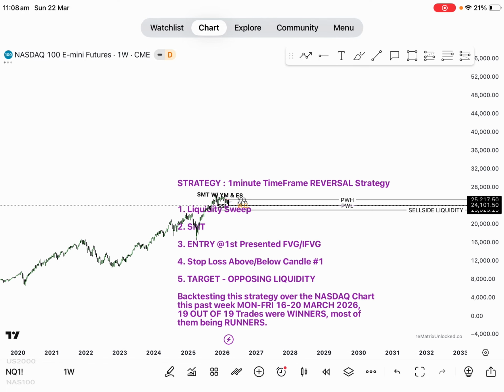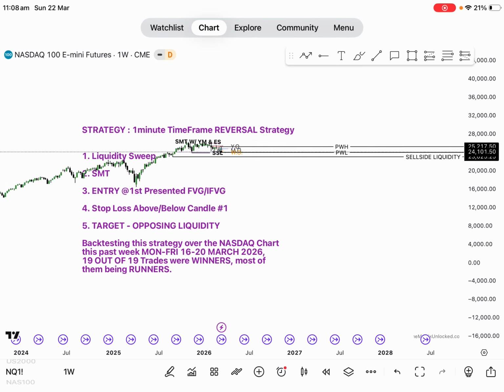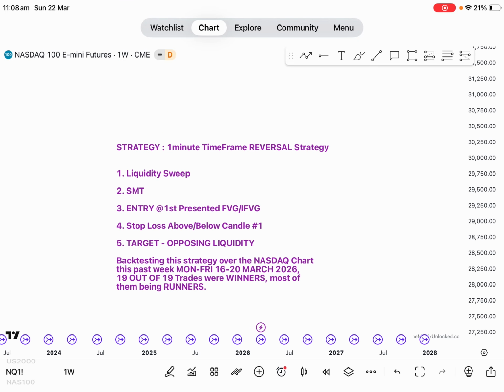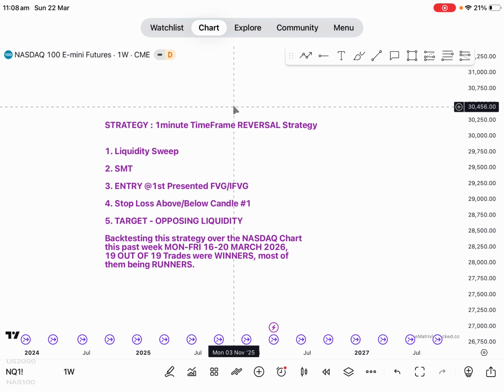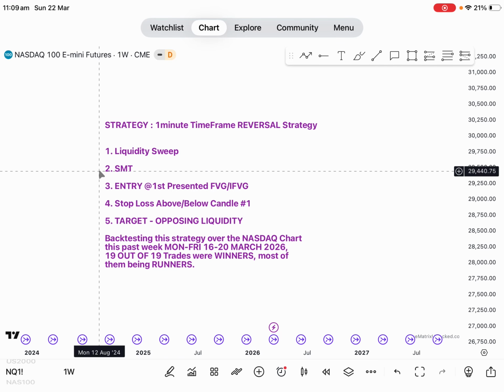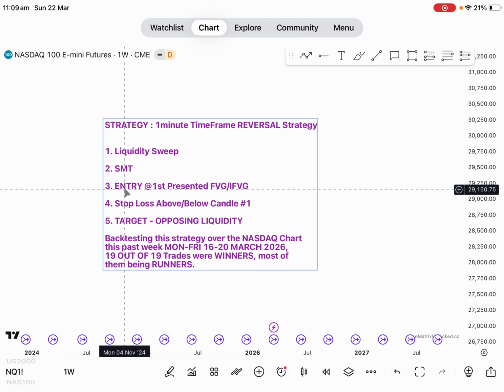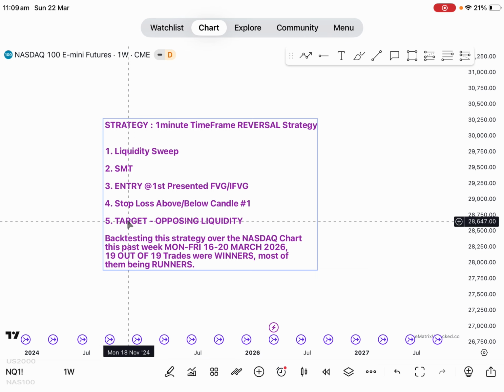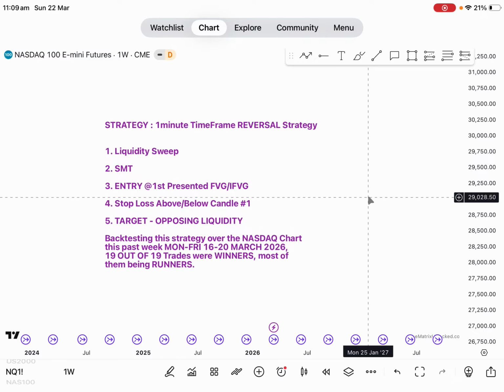This is the strategy. Go into the 1 minute time frame. Look for liquidity sweep, look for SMT, enter into the FVG or IFVG, stop above or below candle number 1, target opposing liquidity, boom.